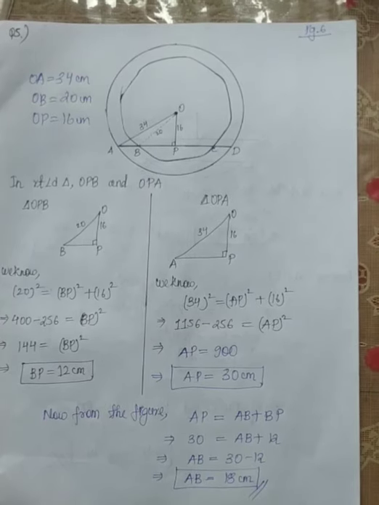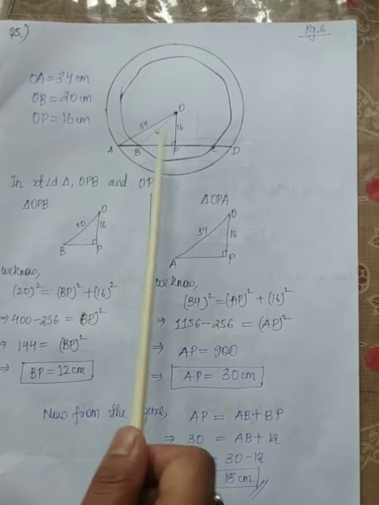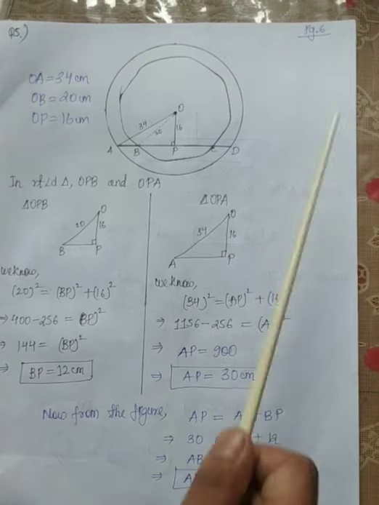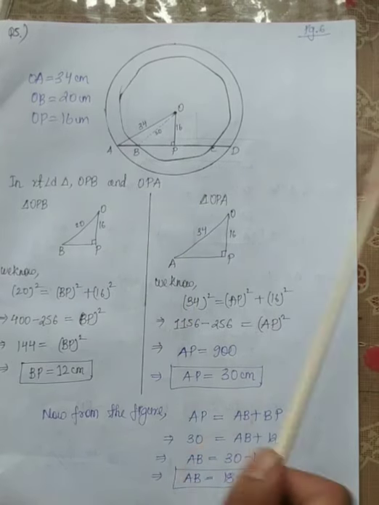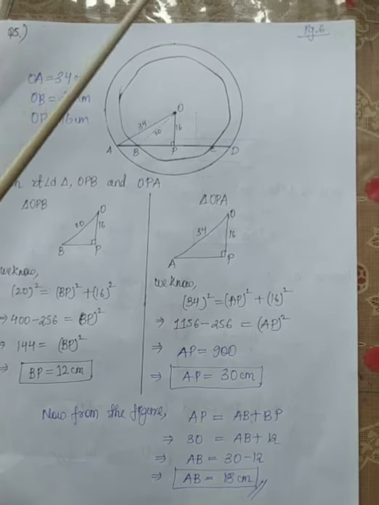Alright, for question number 5, make the figure. This is the figure for question number 5. So in the given figure, AD is a straight line. OP is perpendicular to AD. O is the center of the circle. Three things given out here. Please go step by step.